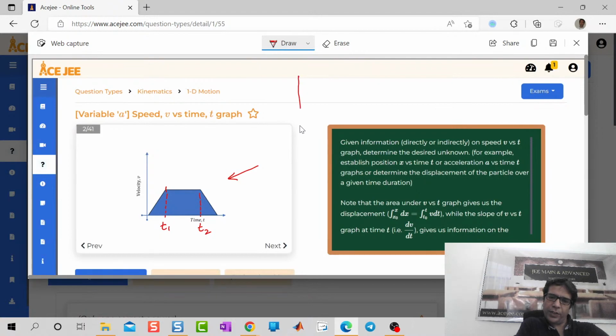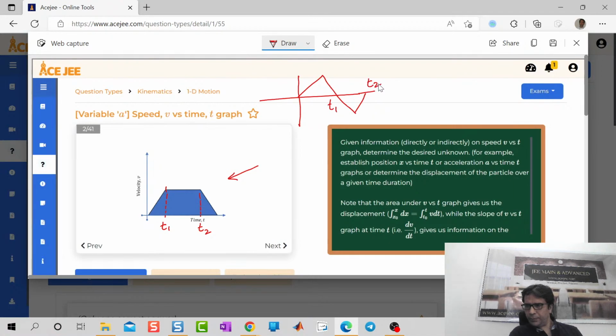So let's draw that scenario where the particle changes direction. How about this scenario? Once again, this is velocity as a function of time t. So the question is, are the distance and the displacement the same for the time duration 0 to t1? For any duration between 0 to t1, is the distance traveled by the particle the same as its displacement?